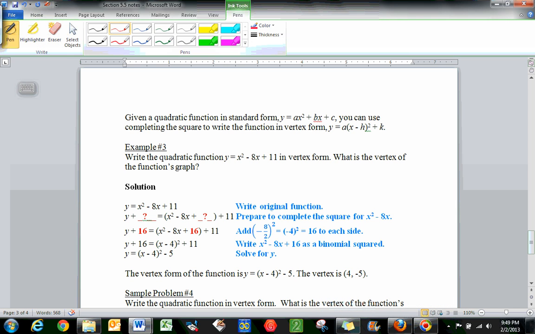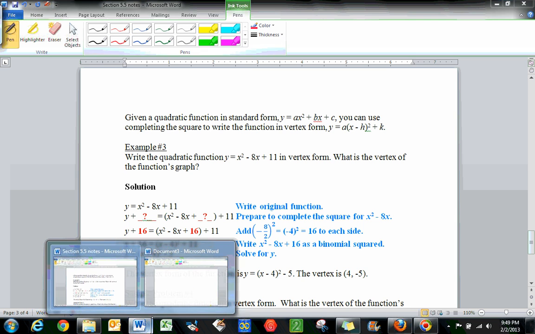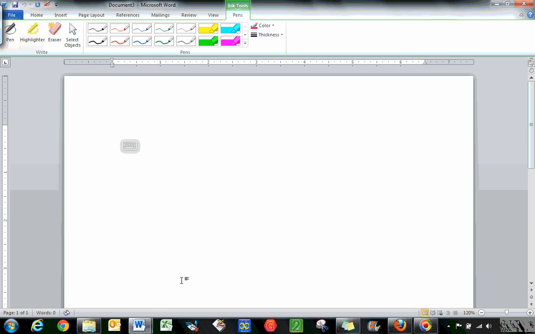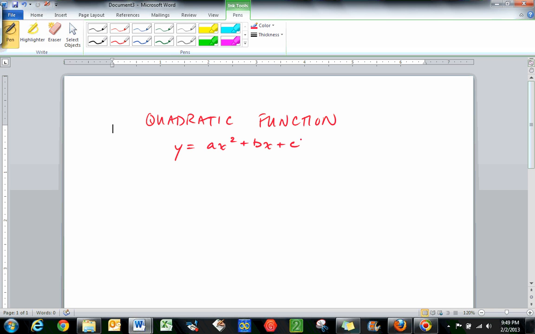Okay, now we're going to go back in this lesson and talk about some things that we learned before about quadratic functions when we learned how to graph a quadratic function. So I'll just do a quick little review of quadratic functions in general. So if we're talking about a quadratic function, we're talking about y equals ax squared plus bx plus c.